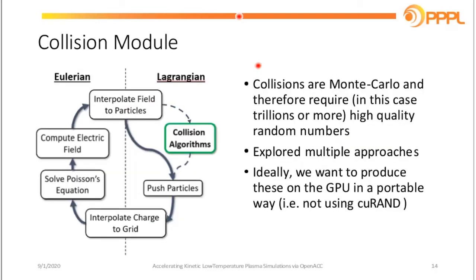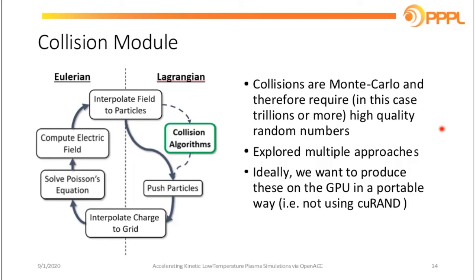The next challenge, and this is something we're still in the process of implementing, is these collision models. Collisions in PIC codes are a Monte Carlo process. And in this case, we require on the order of trillions of high quality random numbers. And we looked at different approaches for doing this.